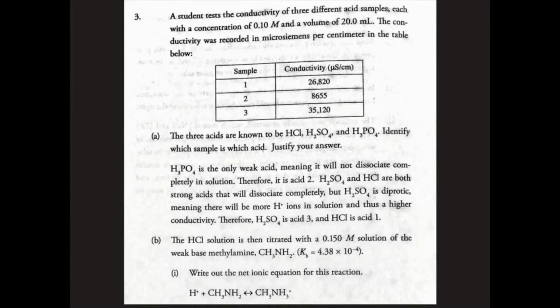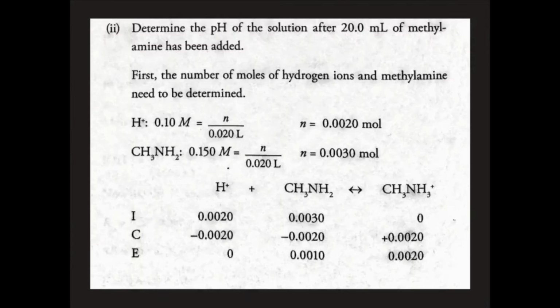Okay? In B, it says the HCl solution is then titrated with a 0.150 molar solution of weak base, and it gives me my Kb. Write out the net ionic equation. This is really nice and easy. I know it's a strong acid, so it's going to be H+ reacting with my weak base, which is CH3NH2, and that's going to produce CH3NH3+. Be careful with your charges.